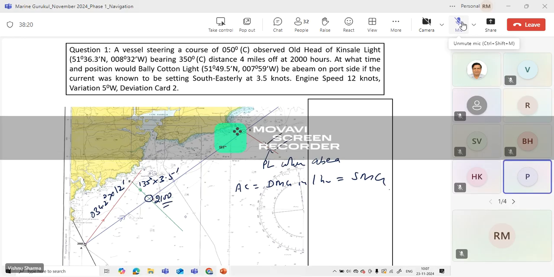Based on this triangle, will the ship's position be on the red line or will it be on the blue line, on the CMG line? On the CMG line. So the ship's position has to be on this line and also on this line, so where will it be? It will be where both intersect, right? Yes, sir. Correct, sir.